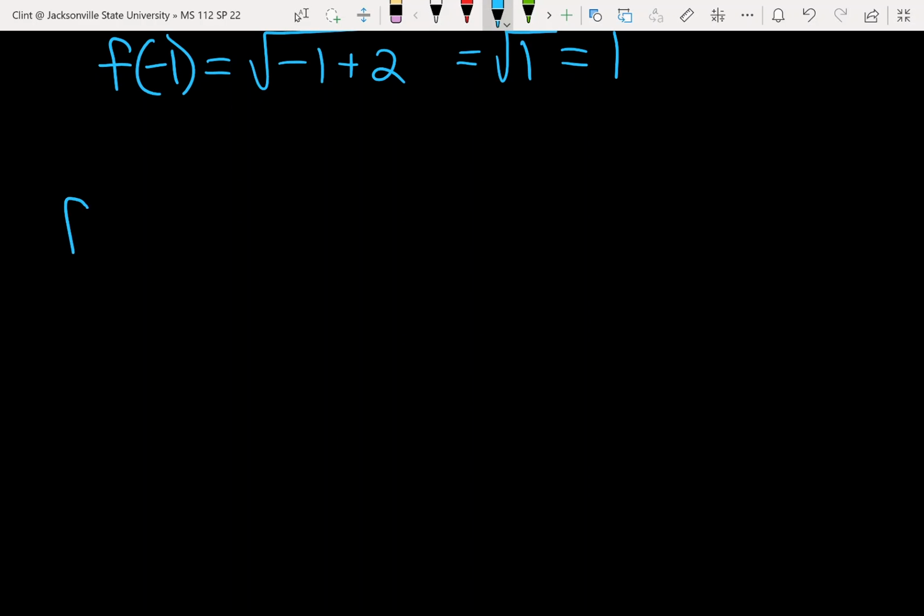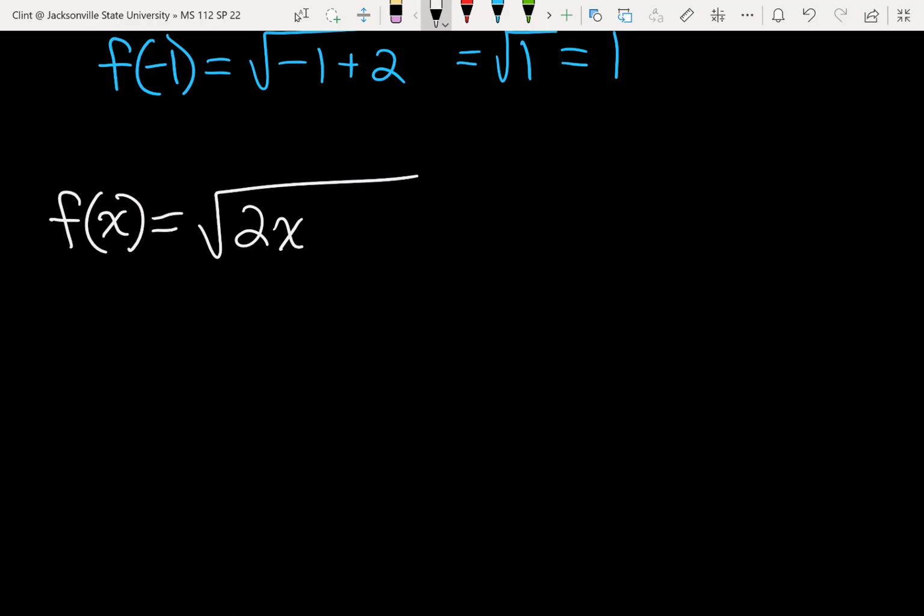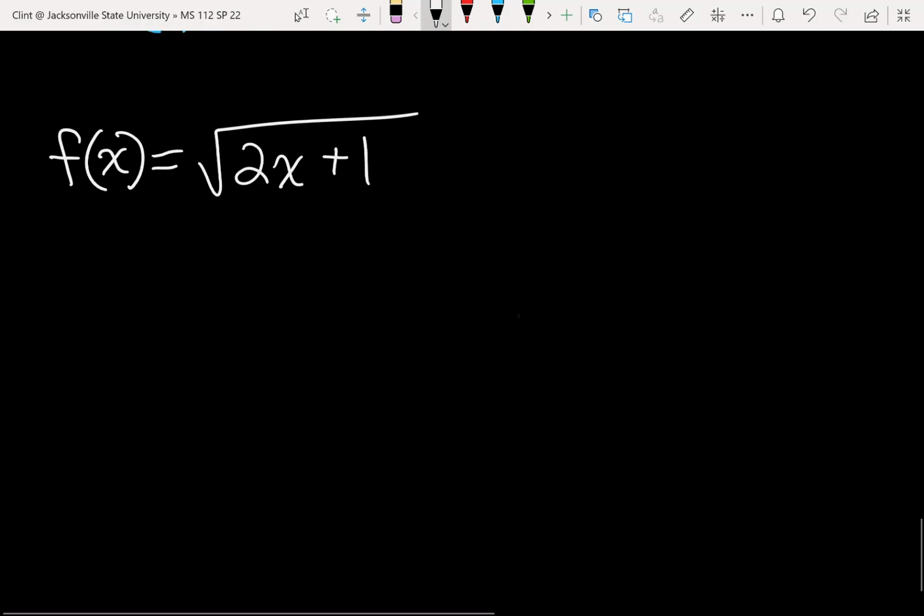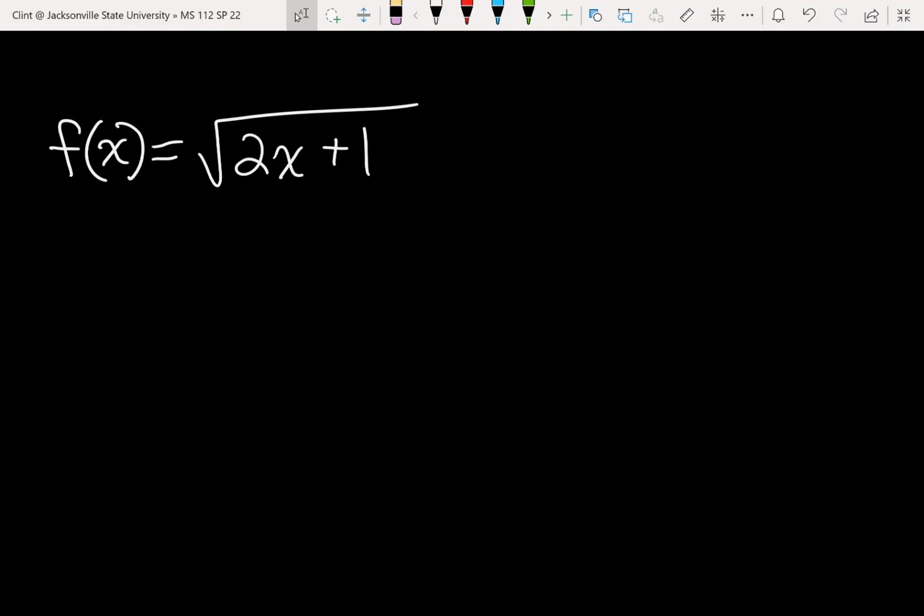So let's look at this one. This one's not too much more complicated, but it is a little bit more. There's square root of 2x plus 1. Okay. So our goal when we have a square root, we want to figure out what the smallest x value is that will work. And then we know that smallest x value or bigger will be our domain.